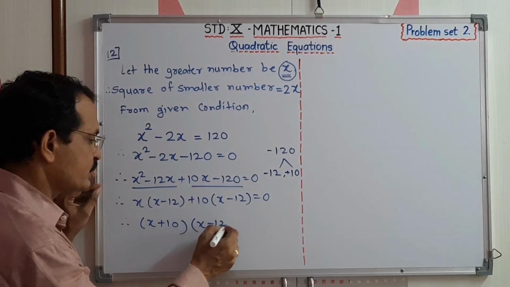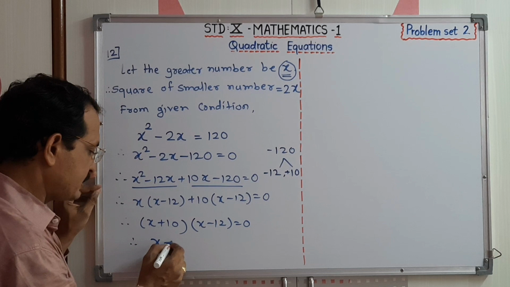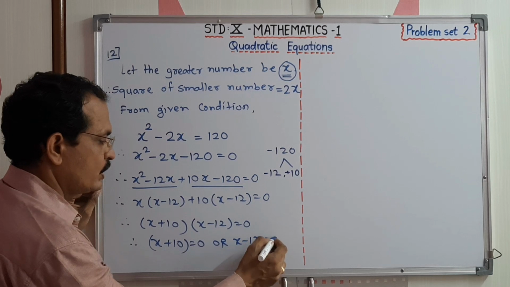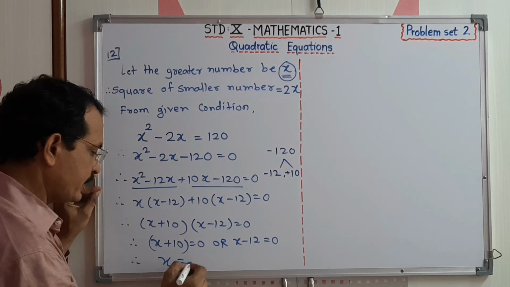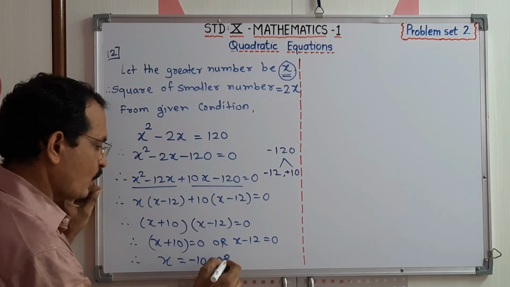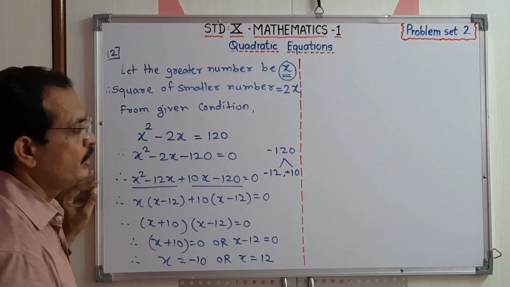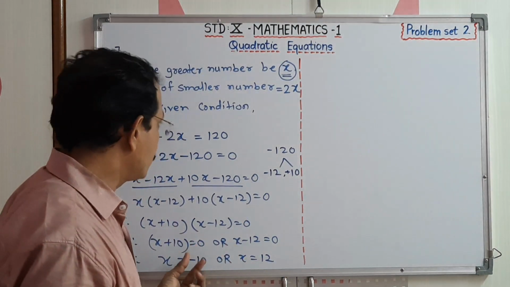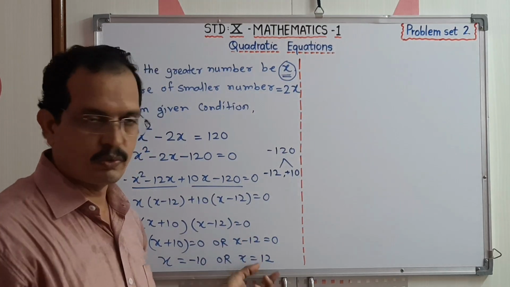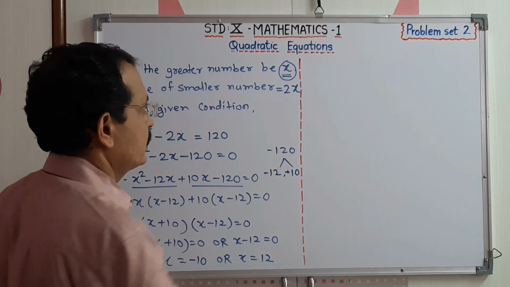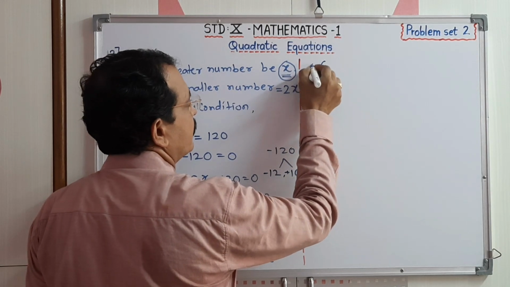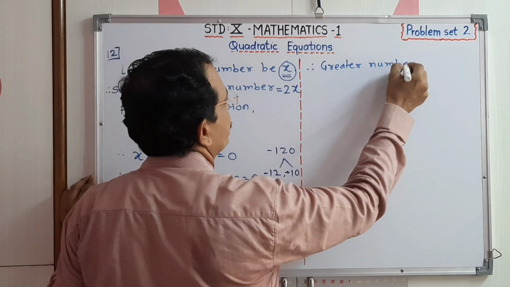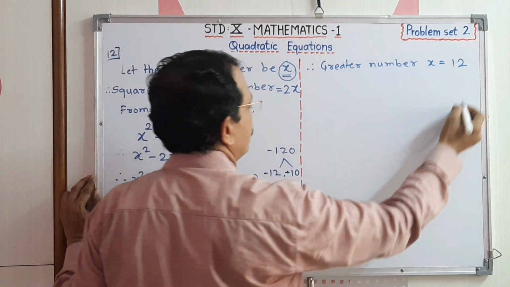We get here x plus 10 equal to 0 or x minus 12 equal to 0. And dear student, we get x is equal to minus 10 or x is equal to 12. Now x cannot be minus 10, therefore x is equal to 12. Dear student, x is the greater number. Therefore the greater number x is equal to 12.